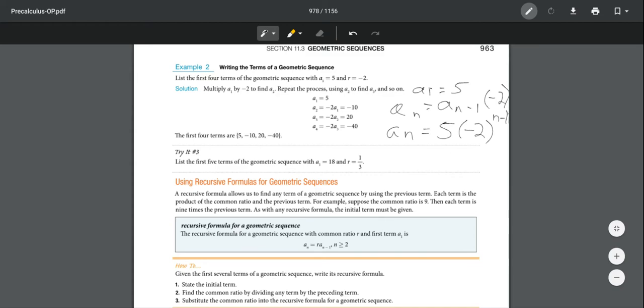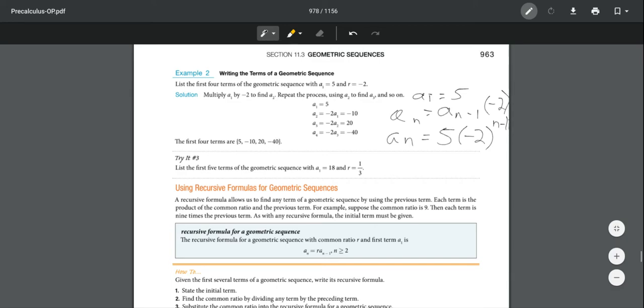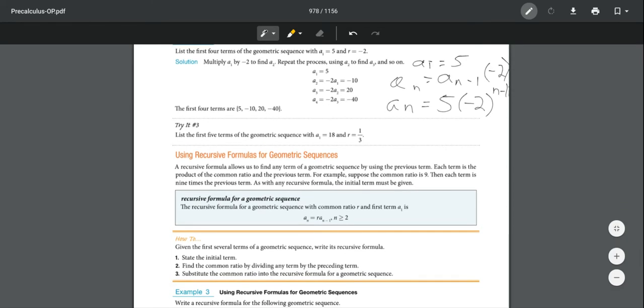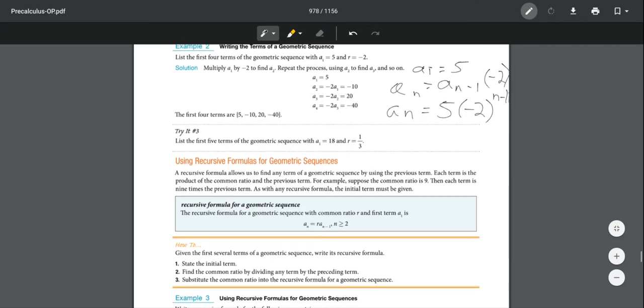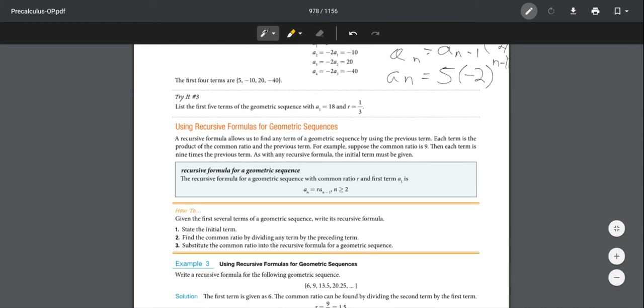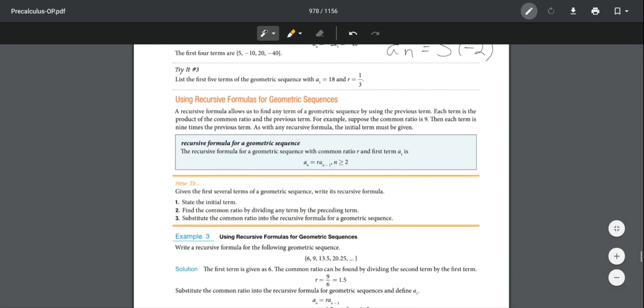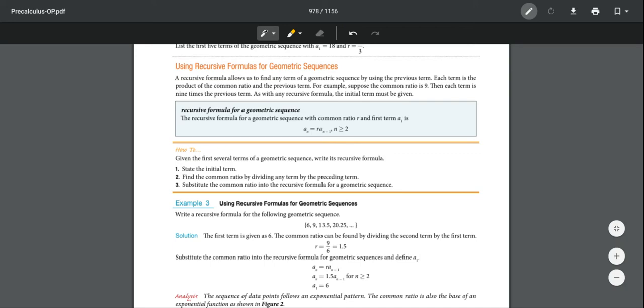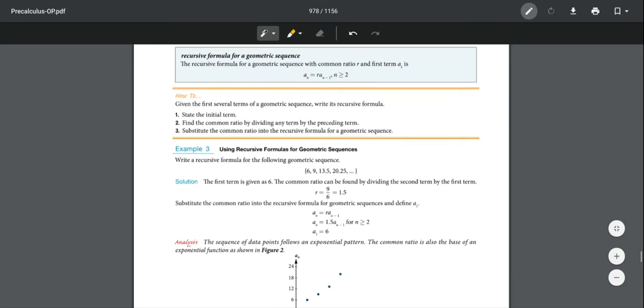Okay. So hopefully I'm not moving too fast. Hopefully this is all pretty familiar from Algebra 2, and yeah, it's not that different from arithmetic. It's just multiplication instead of addition. So we already talked about that.